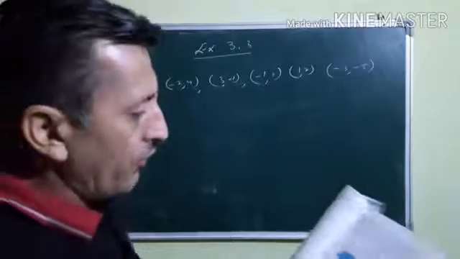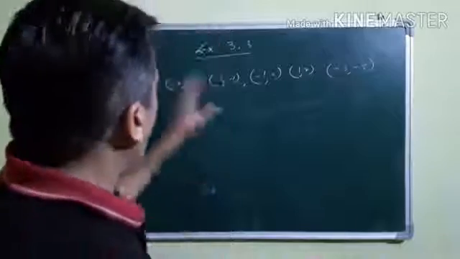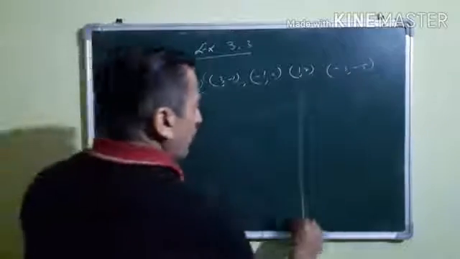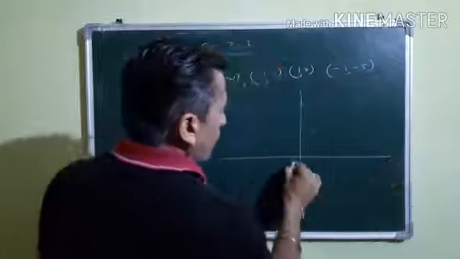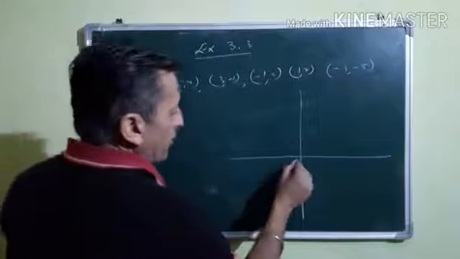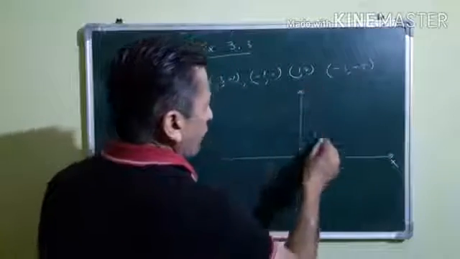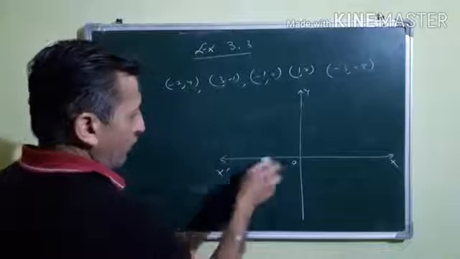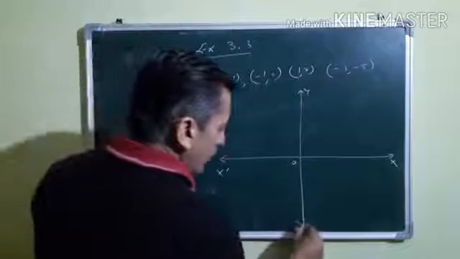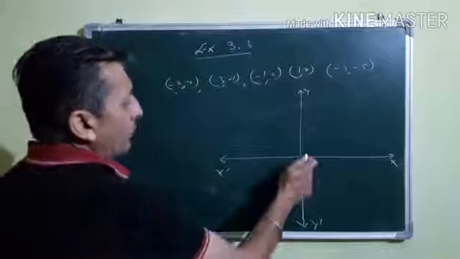Okay, and verify your answer by locating them on the Cartesian plane. So I am going to draw these points. This is your y-axis, this is your x-axis, both the lines are perpendicular. This is called your origin, and this is your y positive. Here is your x dash, where the values of x are negative. This is your y dash, where the values are negative from this origin.